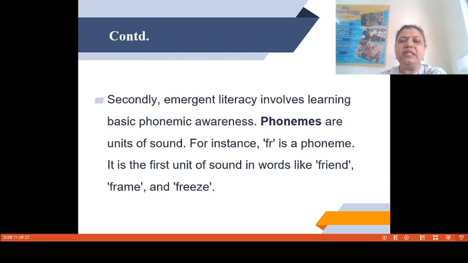Secondly, emergent literacy involves learning basic phonemic awareness. Now, what are phonemes? Phonemes are units of sound. For instance, FR is a phoneme which has the sound fr. It is the first unit of sound in words like friend, frame and freeze.